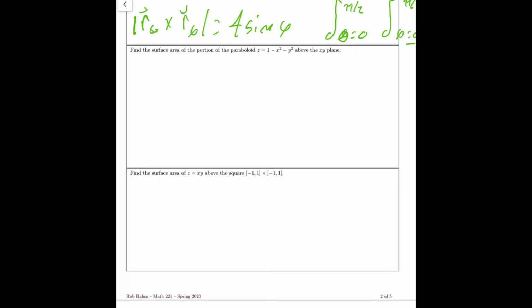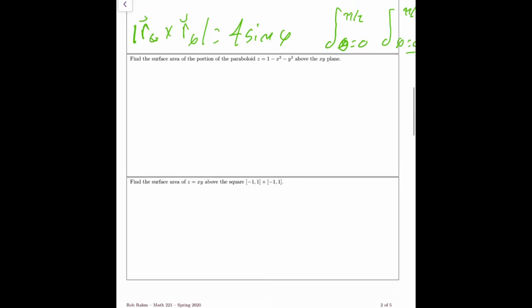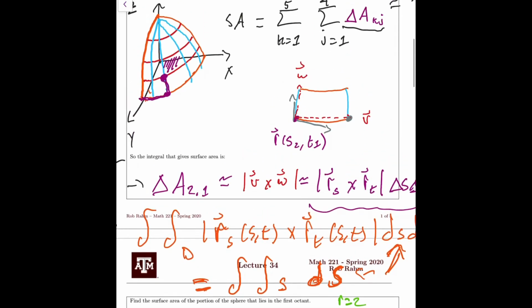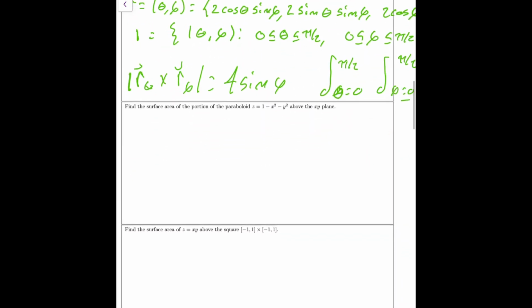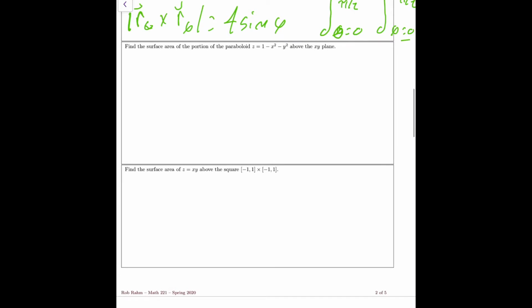We want to find the surface area of this paraboloid that's above the xy plane. So that would be this paraboloid here, but all of it, not just the quarter of it. Okay, so the first thing, we need to find a parameterization.